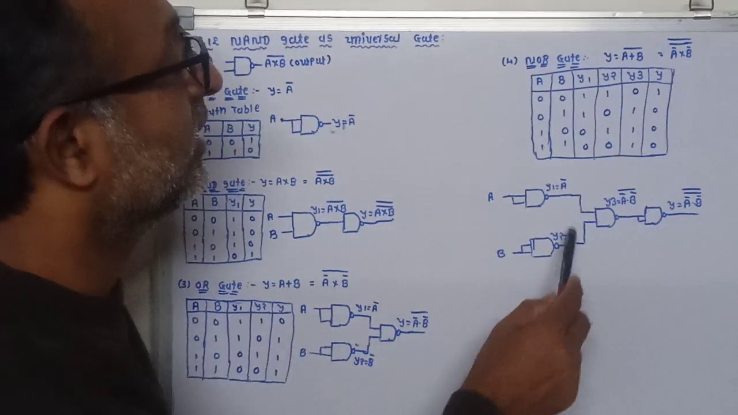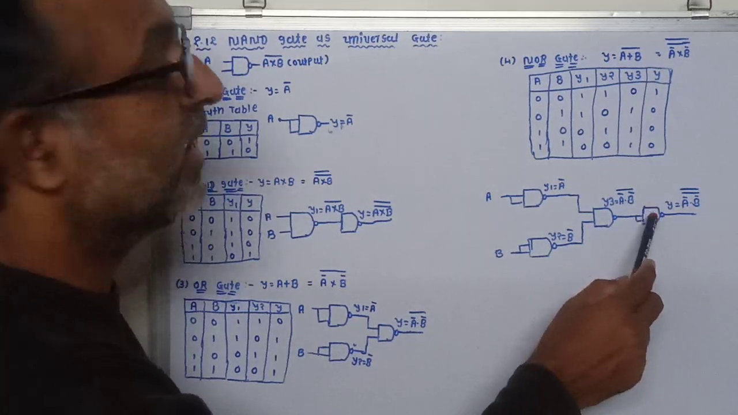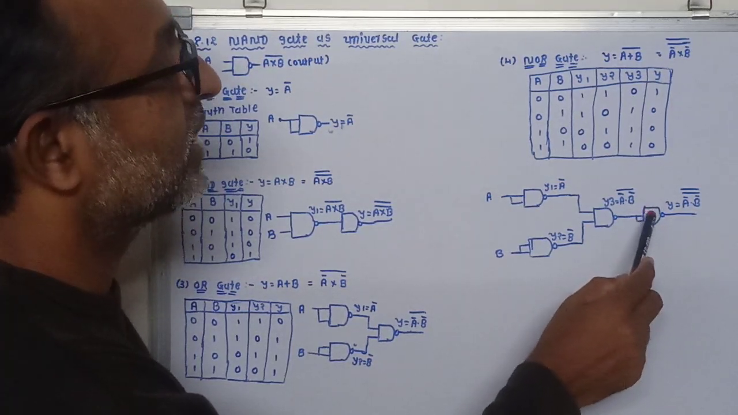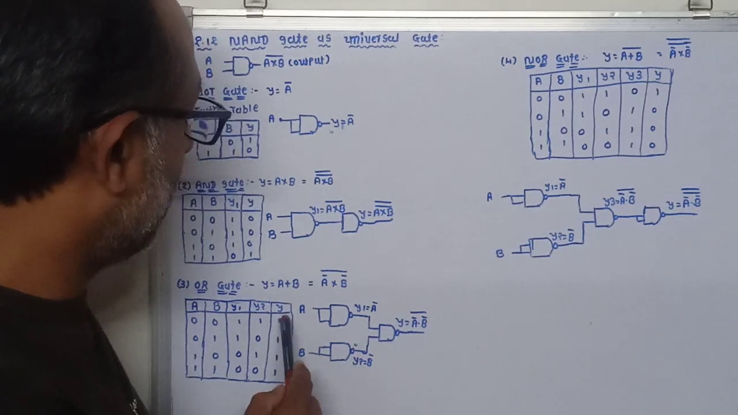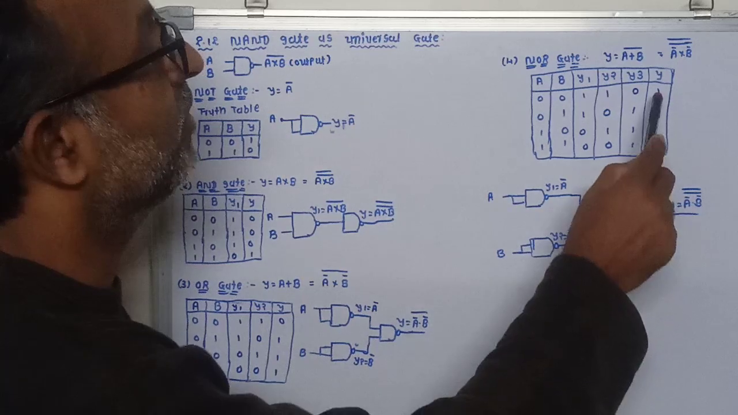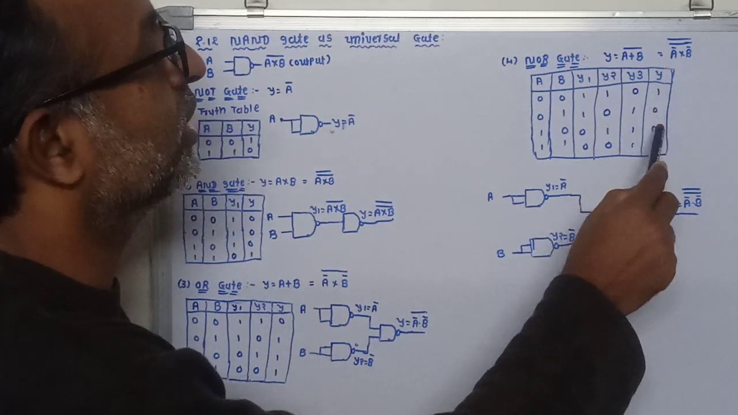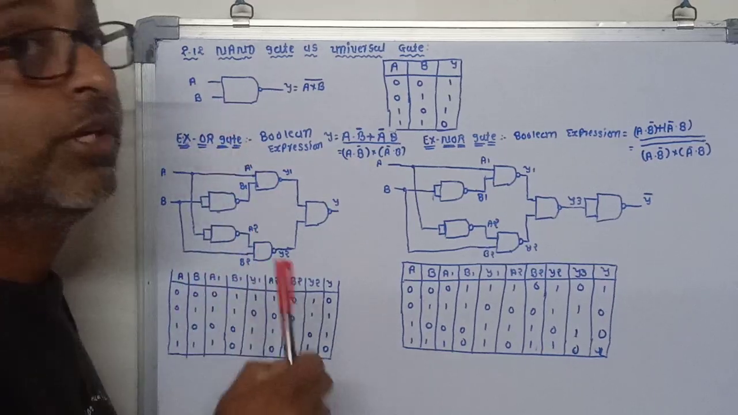So you can see just another NAND gate, which acts as a NOT gate, is connected in series. So you can see that the output of this OR gate is inverted by this gate, and we will get output 1 0 0 0. So it is most exclusive OR gate.